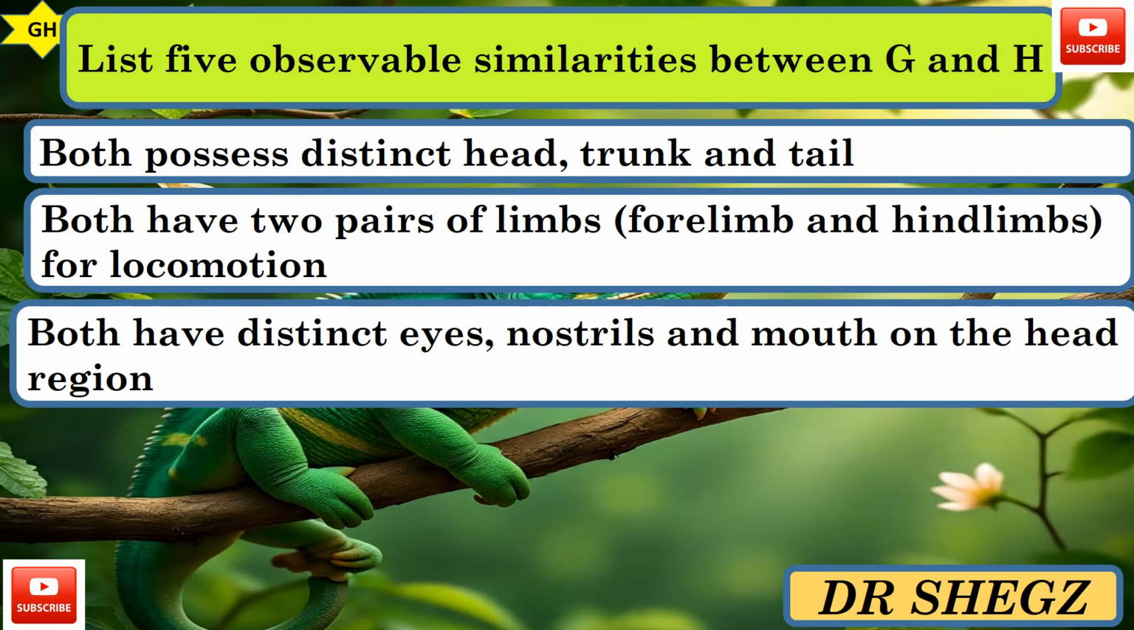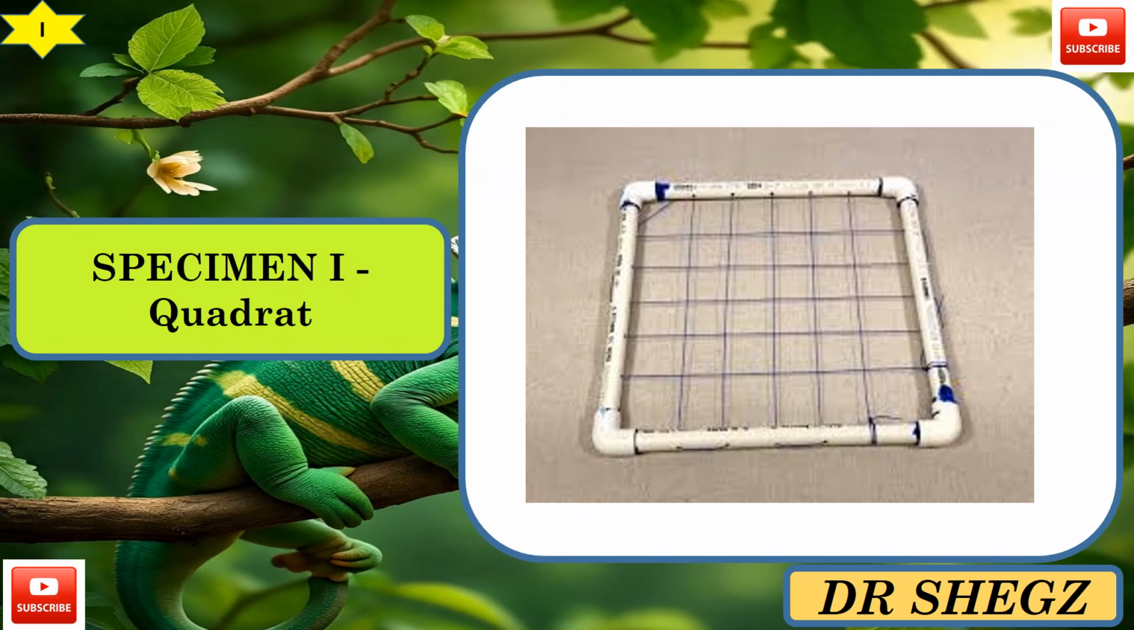Similarities between lizard and rat: distinct head, trunk, and tail. They both have tails. They both have forelimbs and hind limbs. They both have eyes, nostrils, and mouth. So these are the similar traits between G and H. Similar traits between specimen G and specimen H.